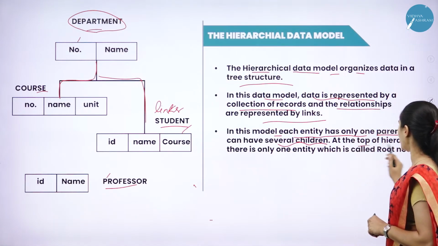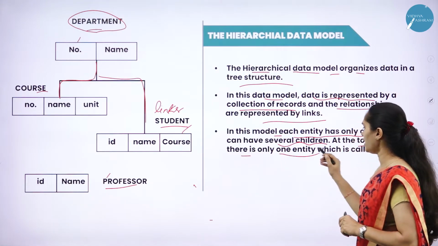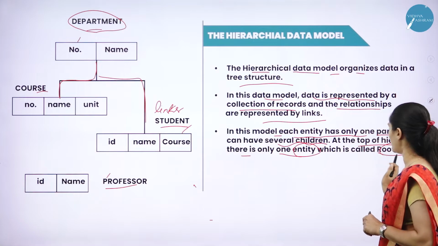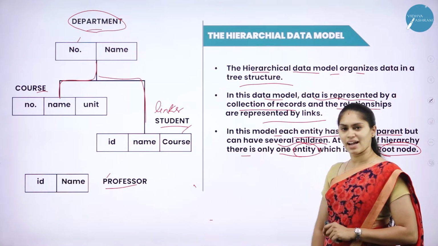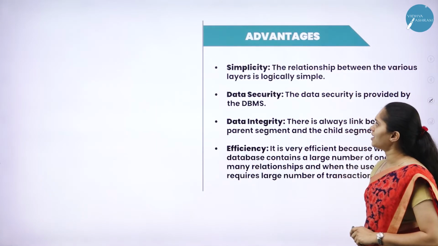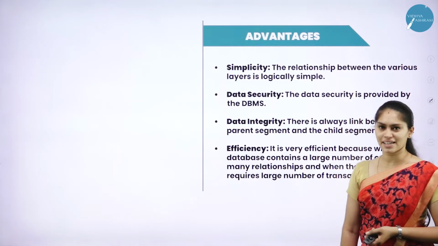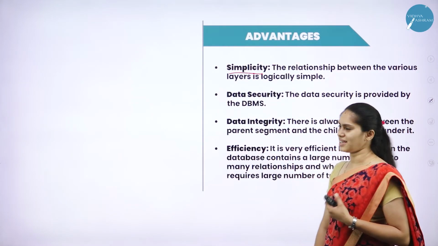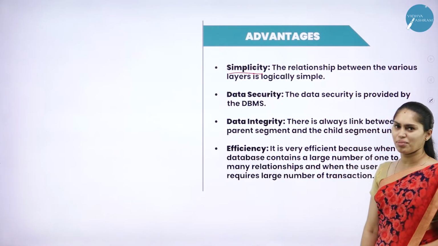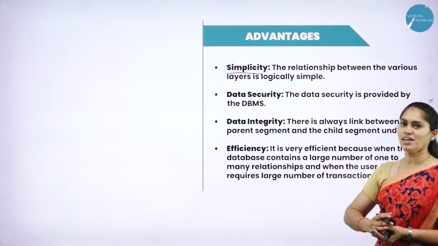And also at the top of the hierarchy there is only one entity, which is called the root node. As I told, department is the root node in this entity. We'll see the advantages of this hierarchical model. Mainly it is related to simplicity. Why are we going to call this simplicity? Because here we have a tree structure.